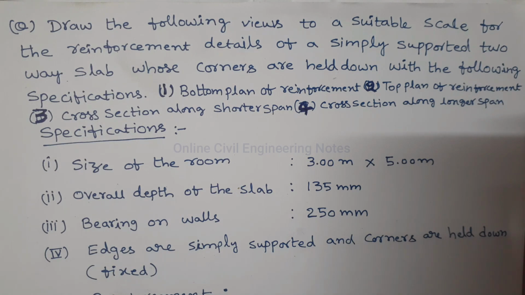Specifications. Number 1, size of the room 3 meter by 5 meter. Number 2, overall depth of the slab 135 mm. Number 3, bearing on walls 250 mm. Number 4, edges are simply supported and corners are held down.